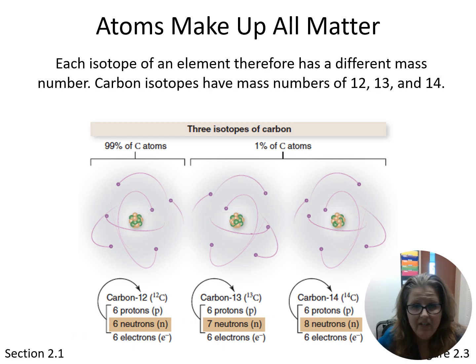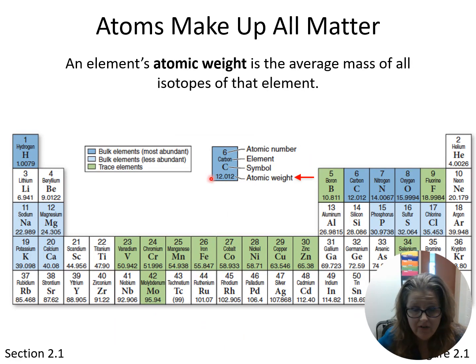So when we take the varying mass numbers of the isotopes, 12, 13, and 14, we're going to average them out, and that's how we get the number we see on here, the atomic weight. We take the average mass of all the isotopes and then get the atomic weight.